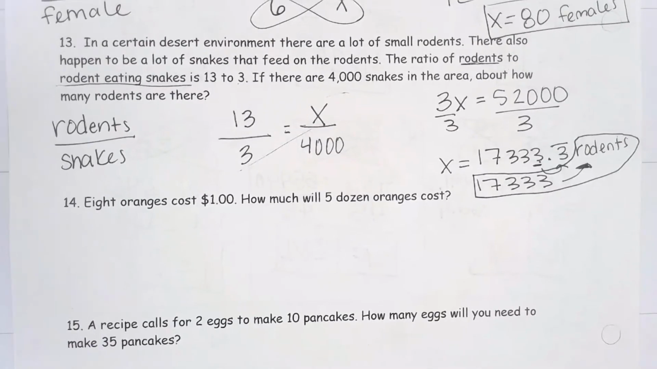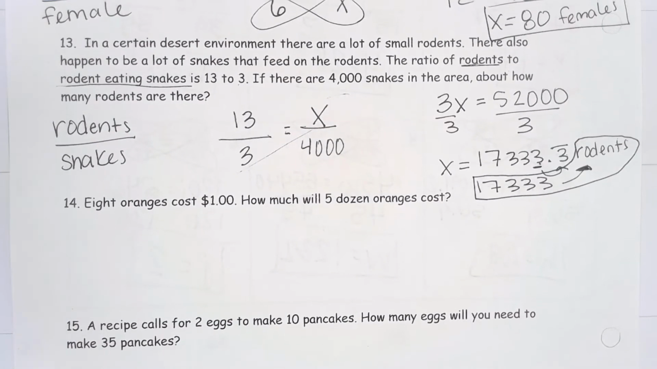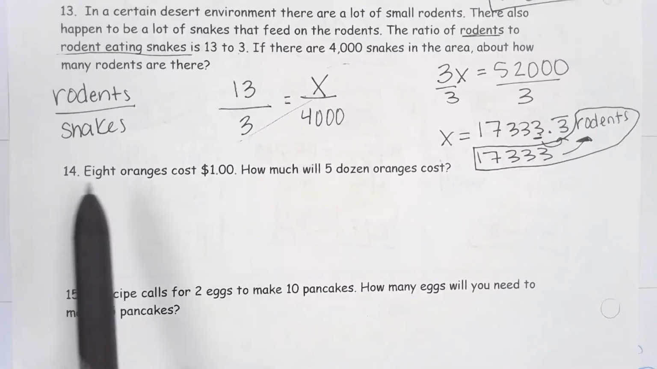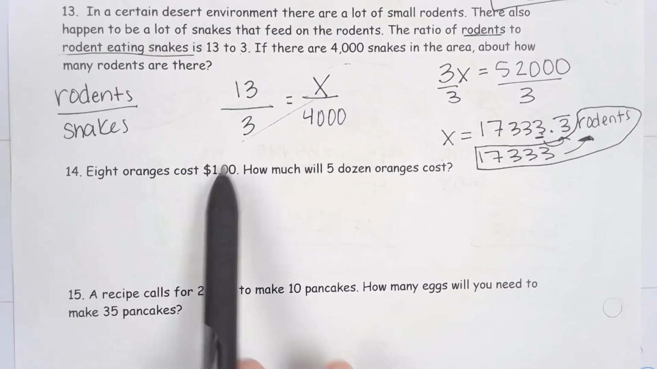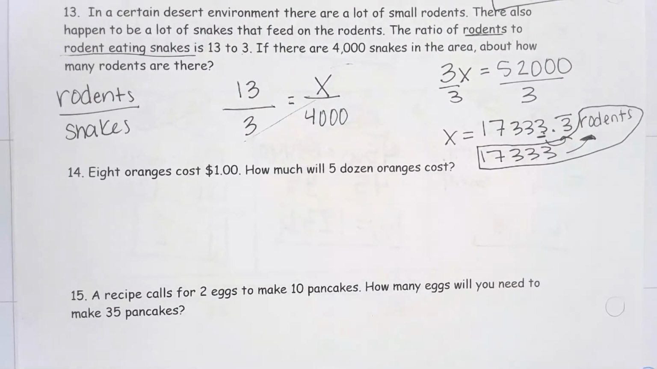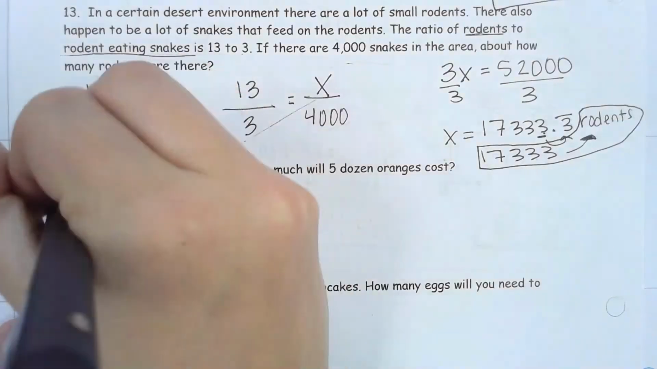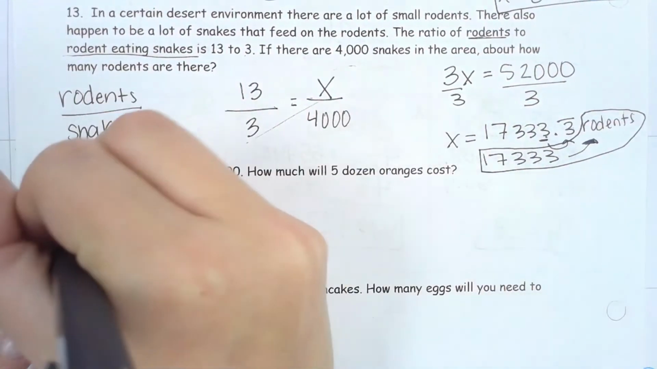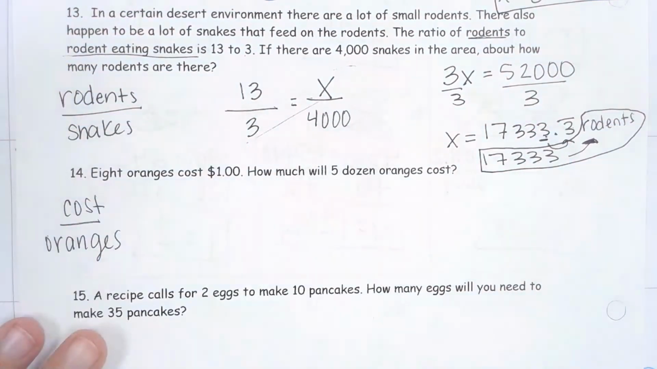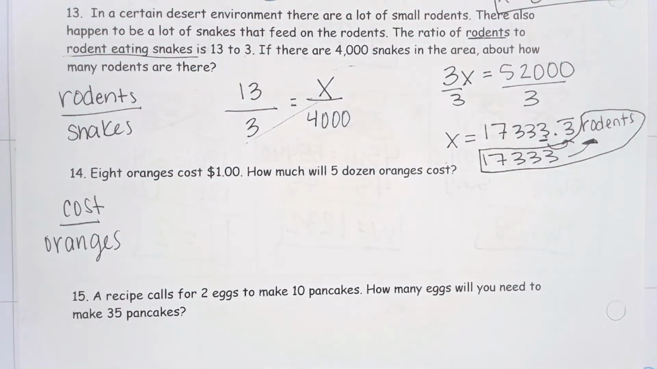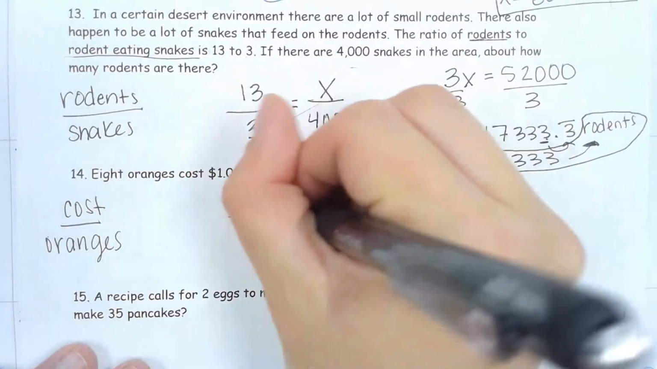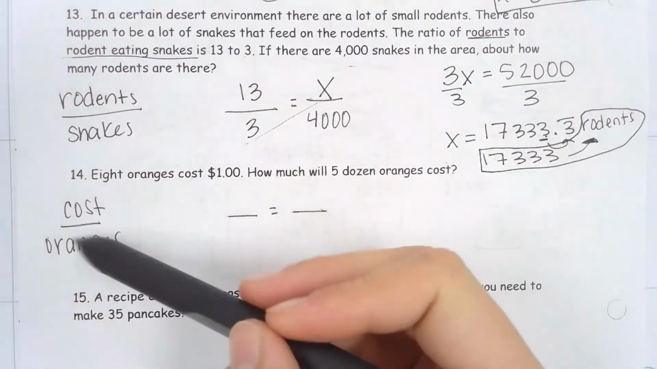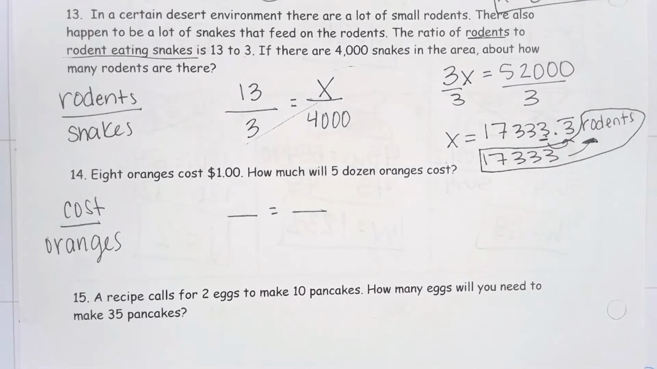All right, so let me do one more with you guys, and then I'll have you guys try one on your own. So this one says 8 oranges cost $1. How much will 5 dozen oranges cost? So our two variables that we're talking about here are cost and oranges. So let's say we put cost in our numerator and oranges in our denominator. So again, when you guys go to set up your proportion, make sure that your numbers align with what you had in the numerator and what you had in the denominator.